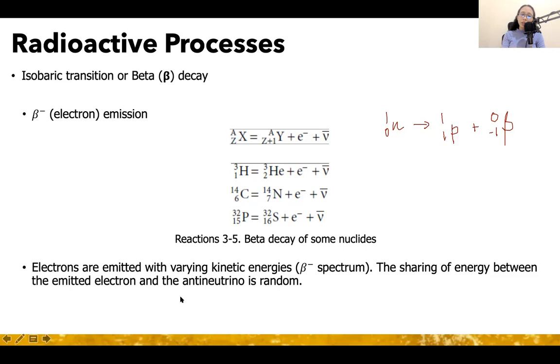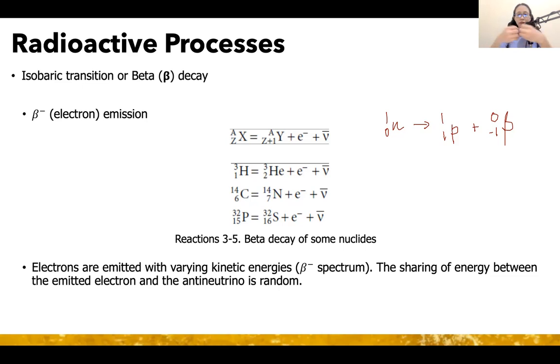Okay. Now, here's a note on the electrons or beta particles emitted in this type of radioactive process. The beta particles that are emitted have varying kinetic energies. And this is because you have energy released, right? And the energy released, so that is in the product side, is actually the sum of the energy of the beta particle and the energy of the antineutrino. Now, the way that your beta particle and your antineutrino share this released energy is random.